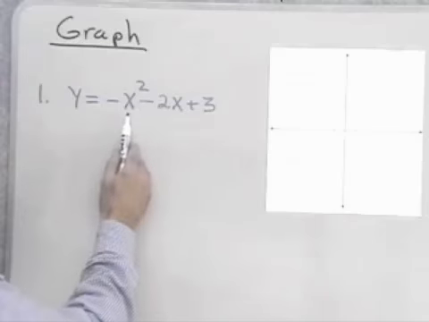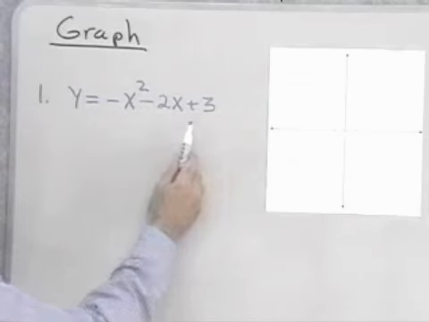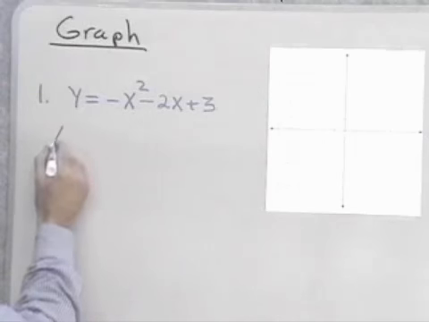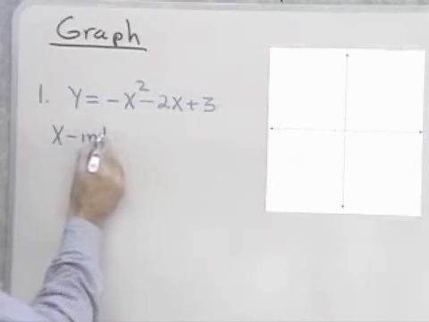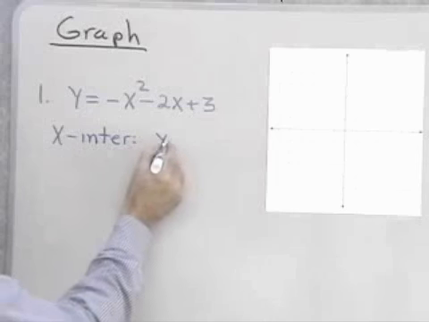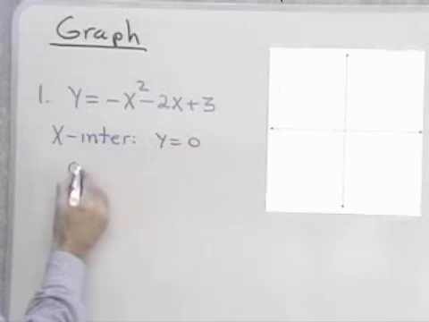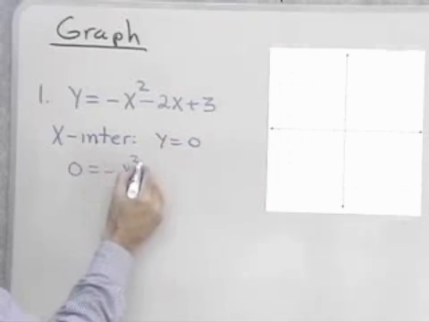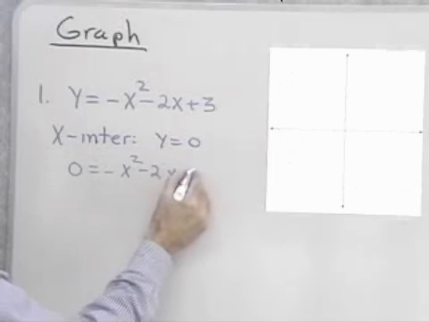Let's graph y equals negative x squared minus 2x plus 3. The first thing I'm going to do is find the x-intercepts, and I'll do that by letting y be equal to 0. So 0 is equal to negative x squared minus 2x plus 3.